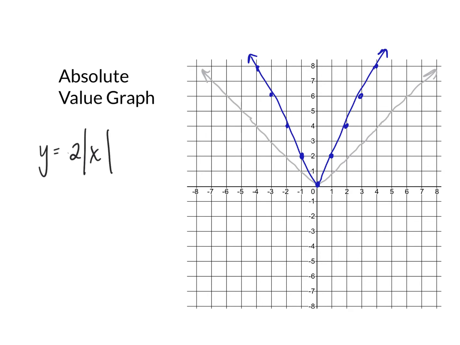If it was 1/2, it would be going over right 1 and up 1/2. So we'd have something like that. So yeah, that's how A impacts the graph.